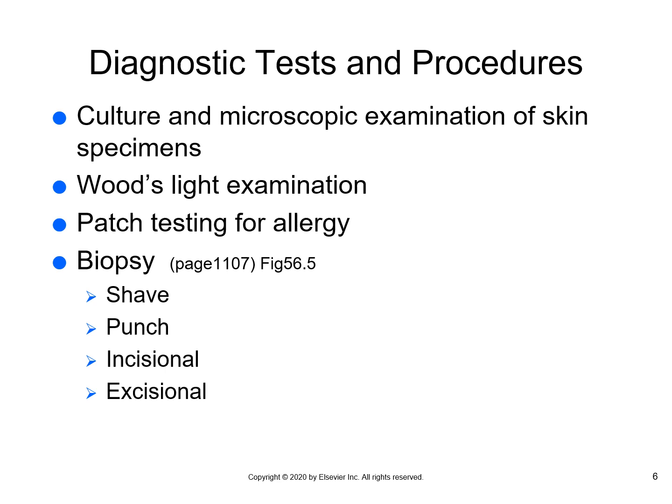Diagnostic testing and procedures. We can do culture and microscopic examination of skin specimens. For example, if we are trying to rule out scabies, or rashes from scabies, we take a culture and send it to the lab so that they can look at it microscopically and diagnose it. Wood's light examination is the use of a black light to assess for pigmentation changes and superficial skin infections.